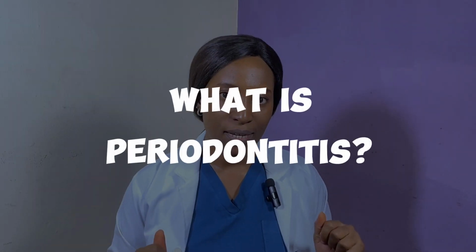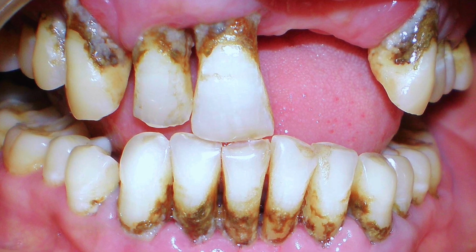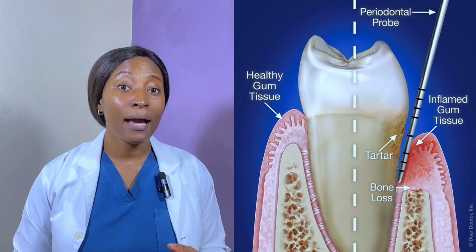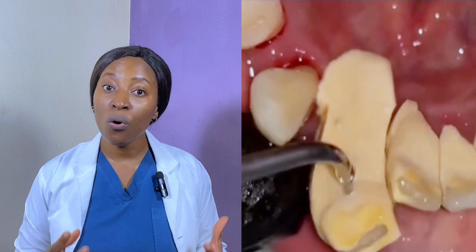So what is periodontitis? Periodontitis is a much more serious form of gum disease. It occurs when gingivitis is left untreated and inflammation spreads to the deeper structures of the gums and the bone. Periodontitis can damage the structures that support your teeth, which are the gum tissue, your alveolar bone or your jawbone, and the periodontal ligaments. And when all these are affected, you can eventually have tooth loss.